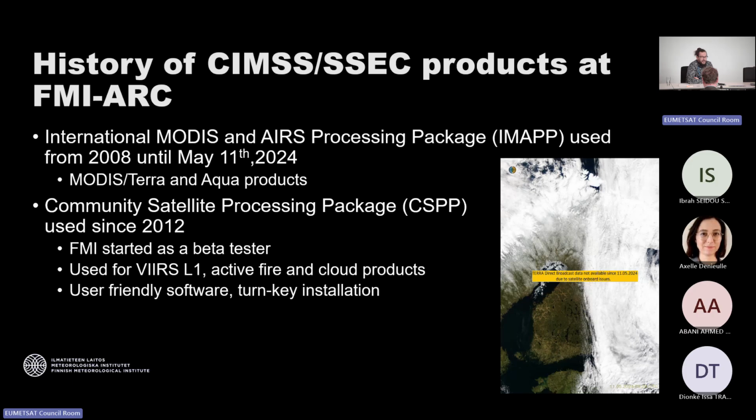And nowadays it's used for almost all our direct broadcast missions. It's a very user-friendly software, and it's a turnkey installation. So basically, once you have installed the software and you're doing it the second time, it doesn't take much. Maybe within less than an hour, you can start processing when you have just a place where you start using it. So it's a very, very nice software.